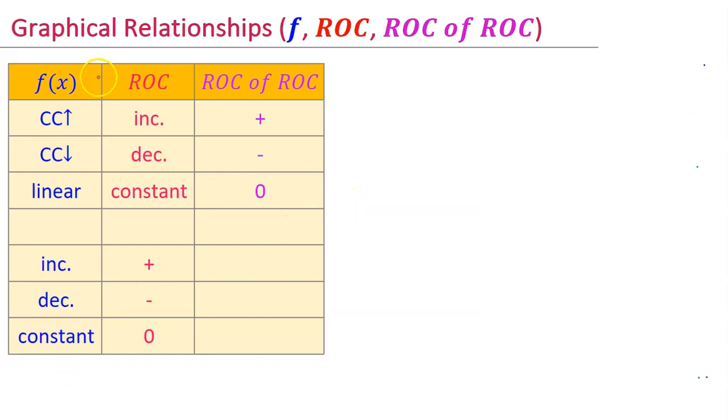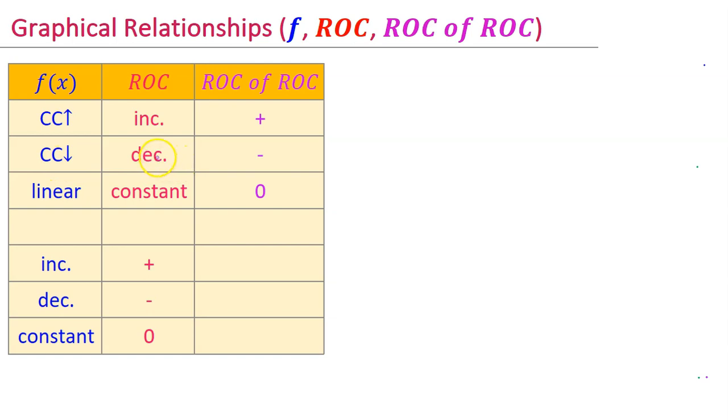I encourage you to memorize this chart showing the graphical relationships between f, the rate of change, and the rate of change of the rate of change. And if you have memorized that, then you know that if f is concave up, then the rate of change is increasing. If f is concave down, that means the rate of change will be decreasing.